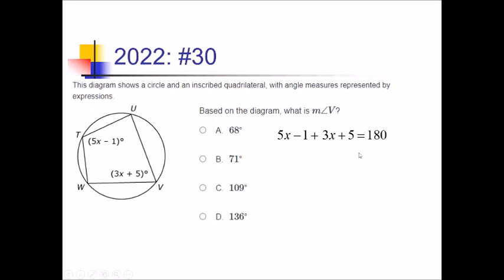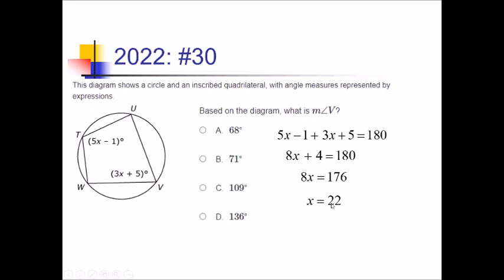And then if I just solve for x, let me combine some like terms. So 5x and 3x is 8x. Negative 1 and 5 is 4. Subtracting 4, that's 176. And dividing 8 into 176, well, 8 goes into 160 20 times. That's 16 more than 160, so that's going to be 22, which you could do on the calculator if you want. So we have 22 for x.